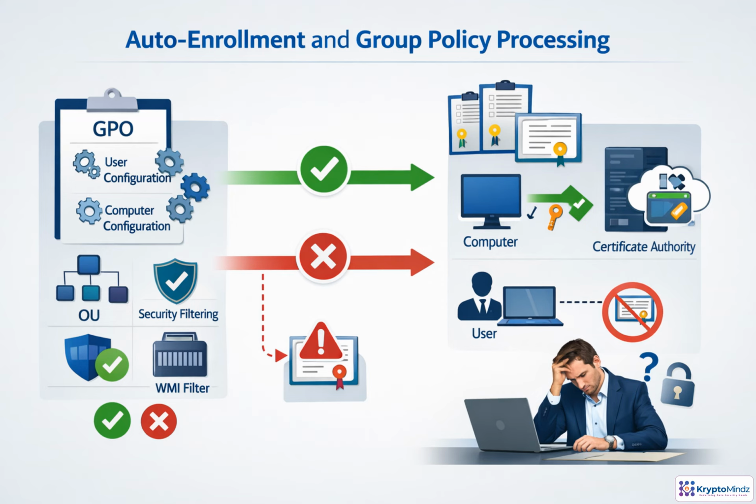Auto-enrollment is really just the last step in a group policy pipeline. First, the right GPO must target the right scope. It needs to be linked to the correct OU, with security and WMI filters that actually include your users or computers. Then, when policy refreshes, auto-enrollment settings in either user or computer configuration tell that client to request or renew certificates. If any link in that chain fails, auto-enrollment simply never runs.